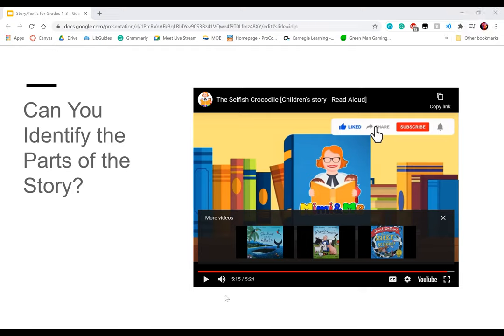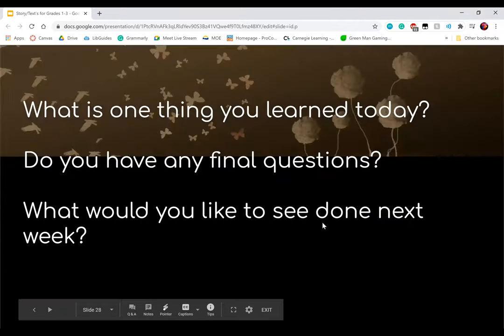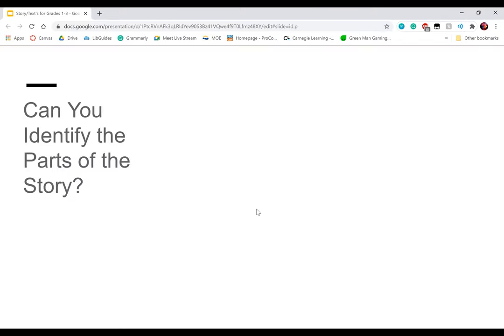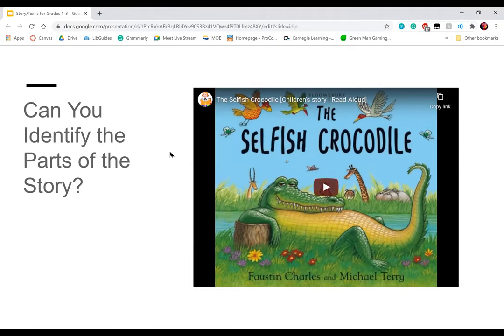The crocodile was selfish, and then he was having a toothache, and the mouse or a rat just came in the crocodile's mouth and got the tooth out, and then the crocodile invited all the creatures, and became friends again.